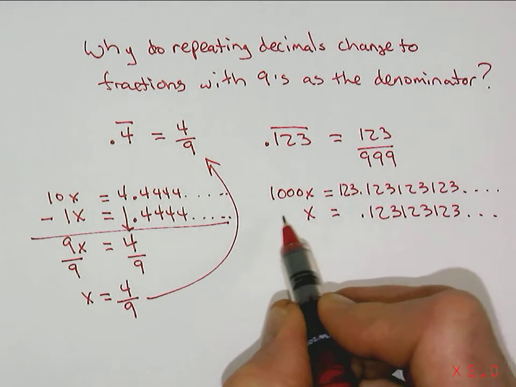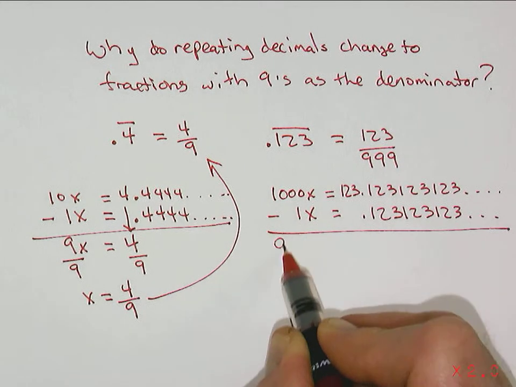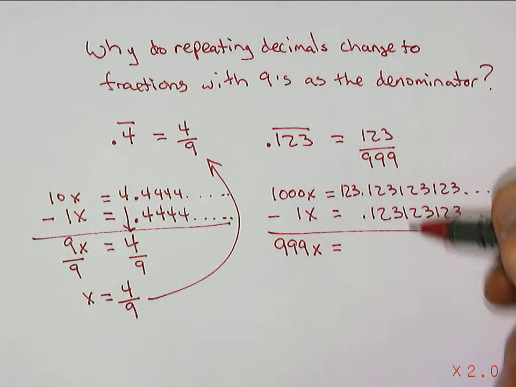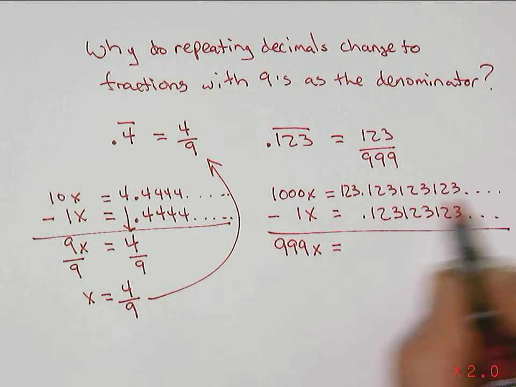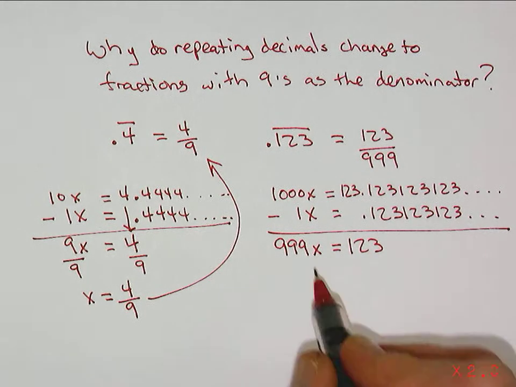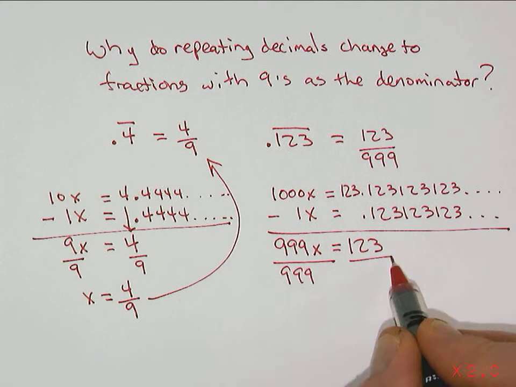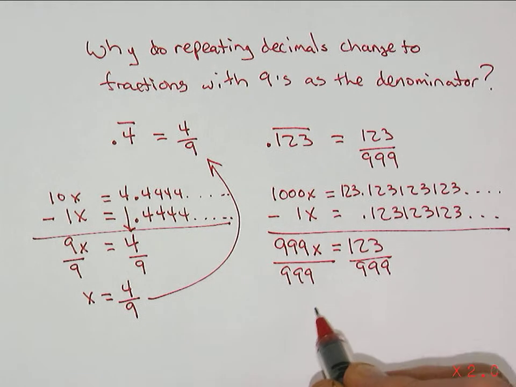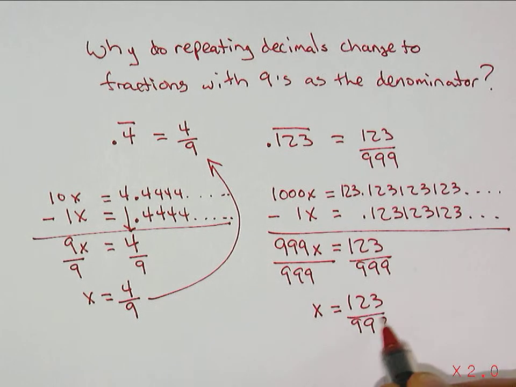And so if I subtract, 1000x minus 1x is 999x. And then if I subtract on this side too, whatever I do to one side, I'm doing to the other. So this is really minus. All of this is just going to go away, and the only thing left is the 1, 2, 3. And so then if I divide both sides by 999, 999 divided by 999 is 1, so x equals 123 over 999.